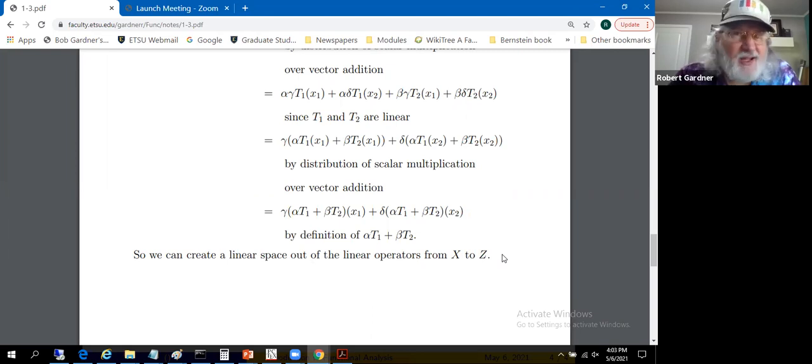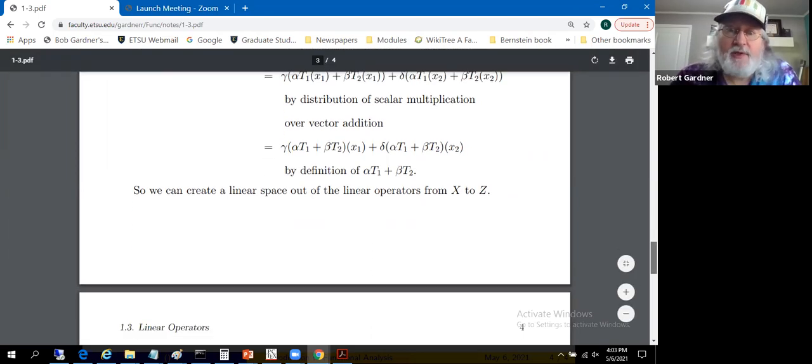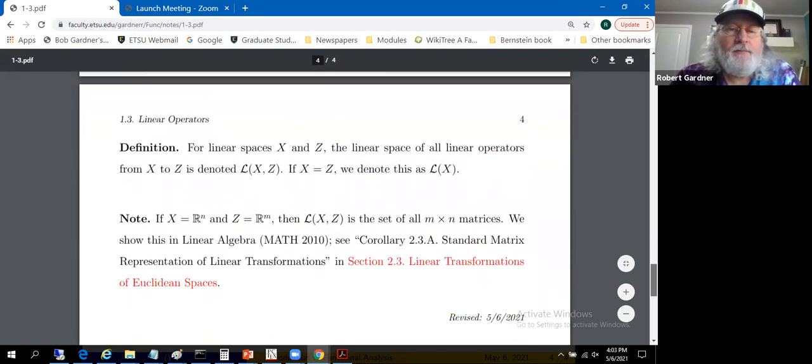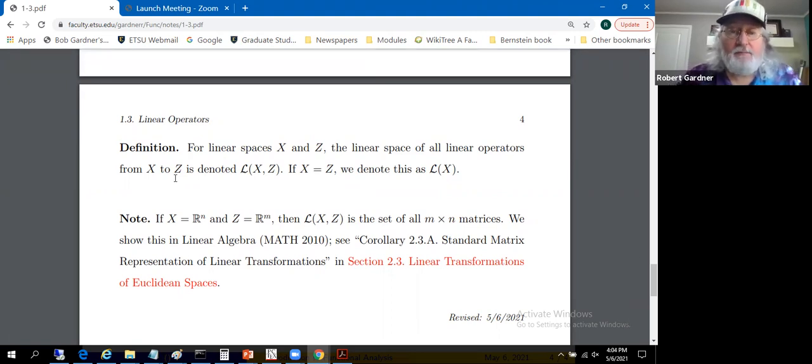Linear, linear, linear. You know, lots of stuff about linear things. Nonlinear is a different story. So for linear spaces x and y, the linear space of all linear operators is itself a linear space. Linear combinations of linear transformations are themselves linear. So we could make a linear space out of the linear transformations. Sounds a bit weird, but we're going to do a lot of this. So define this linear space of linear transformations as given there. Calligraphy L of x comma z.